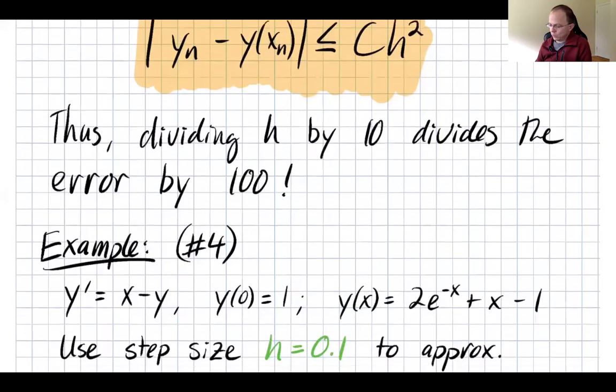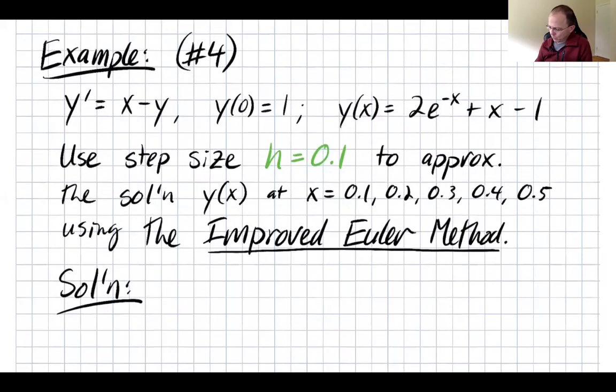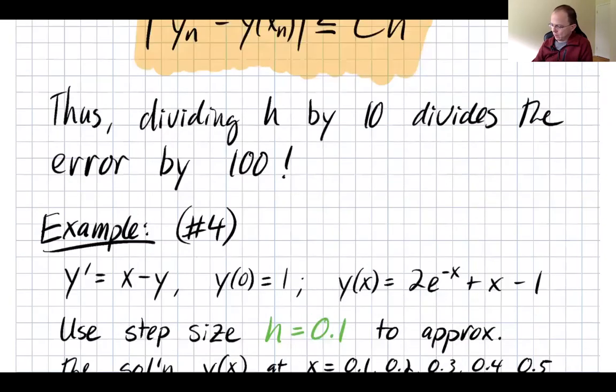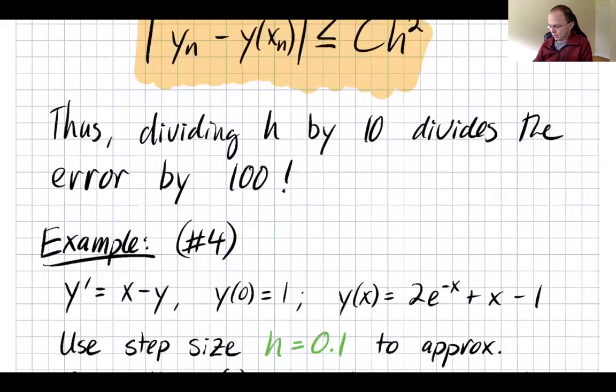So we're going to do the same example we did last time, and we're going to use the same step size. We'll use the improved Euler method instead. So it's going to be more work, but we should get a much better approximation for the solution. And then we'll be able to see that if we divide that h by 10, then we should see the error get divided by 100. So let's have a look at this.